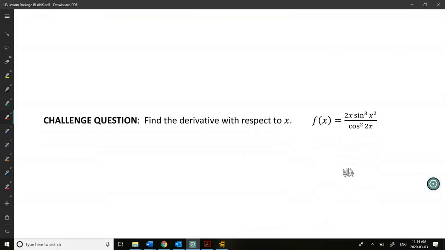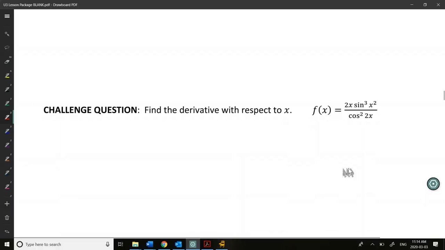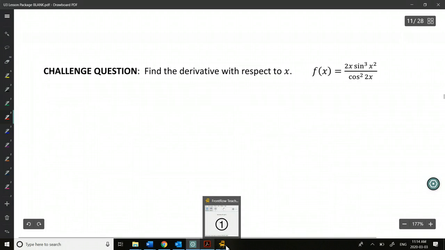Will this kind of thing be on the test? No, but if you could do this one, you can do any trig derivative question. So you can try it out if you want.